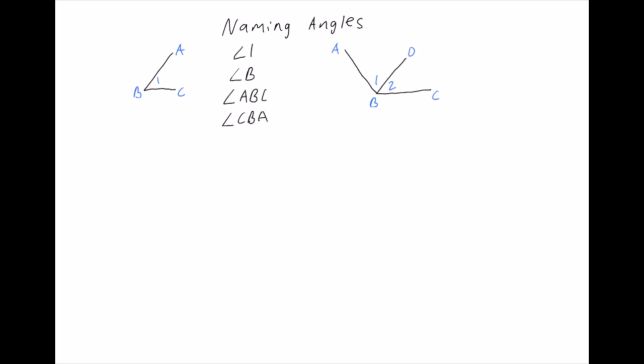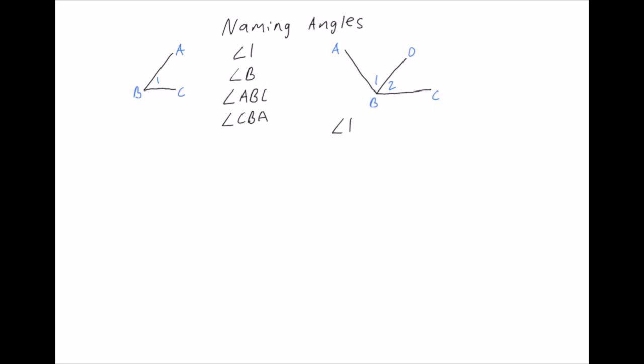Now with this one, we have multiple angles in here. We actually have 3 angles. We have the 2 small ones, and then the big one that the 2 small ones make up. With this one, you can name it with the numbers. So this first one we'll name angle 1, so angle 1 is a possibility.